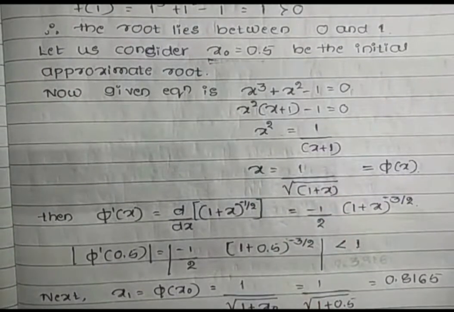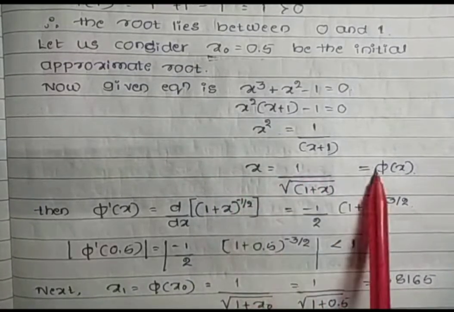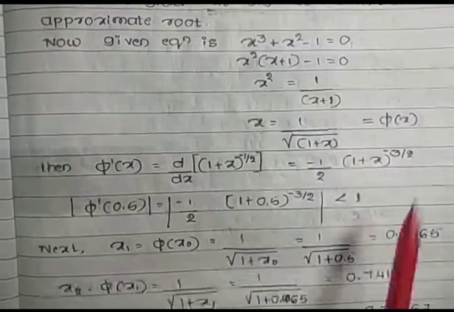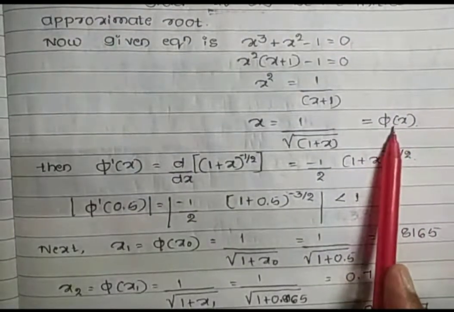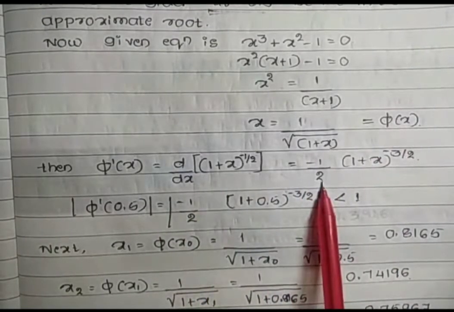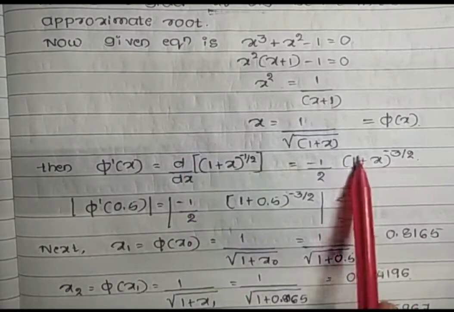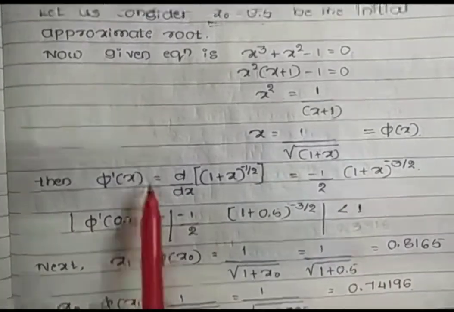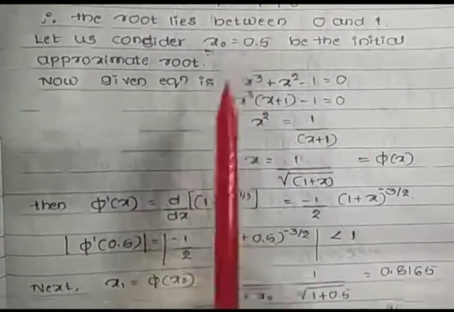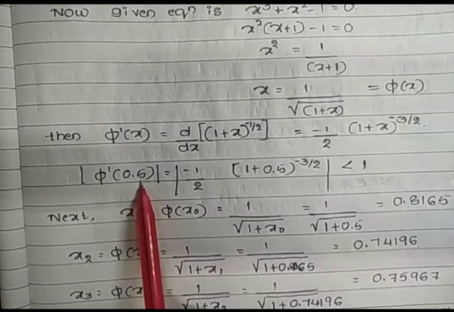And already we have verified that for this we will get phi dash of x value less than 1. Therefore, consider this particular x term as phi of x. Then, I have already discussed how to take its derivative. Therefore, this phi of x differentiation after simplification is minus 1 divided by 2, 1 plus x raised to minus 3 divided by 2. In this equation, we need to replace the x value as x naught, that is 0.5.